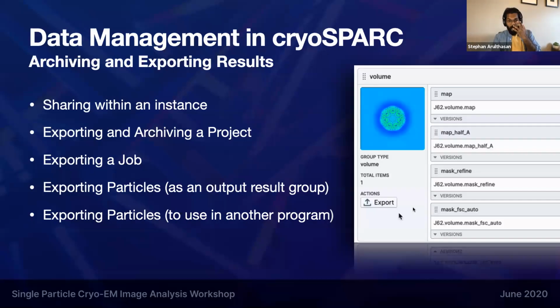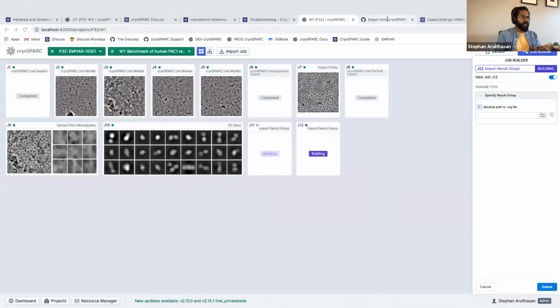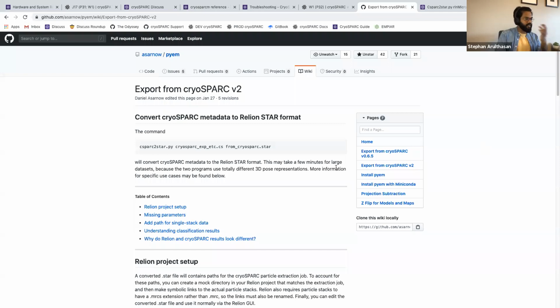And so another common use case, and we get a lot of questions, is how do I export particles to use in a different program? And for this case, you could use the PyEM package created by Daniel Asarnow. So I'm going to show his GitHub page right now, but it's a great utility. It's called csparc2star. And what it does is it takes a cryosparc .cs file, converts it to a .star file so that you can actually use it in a different program.